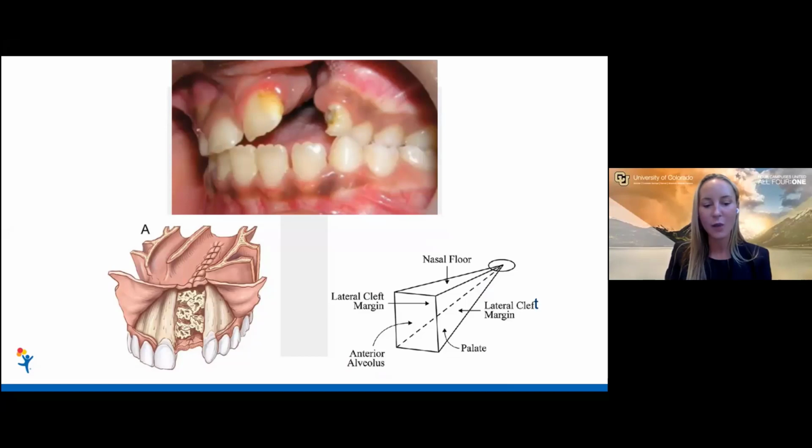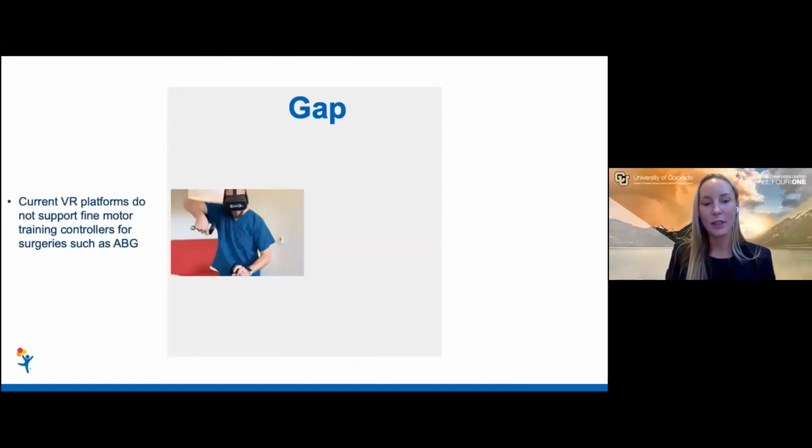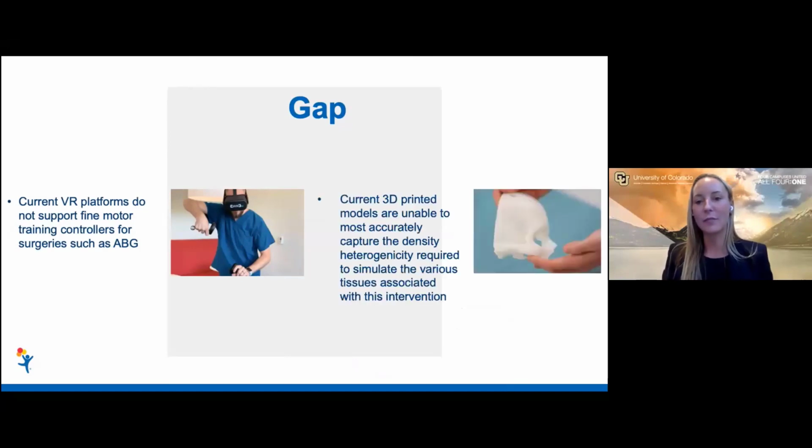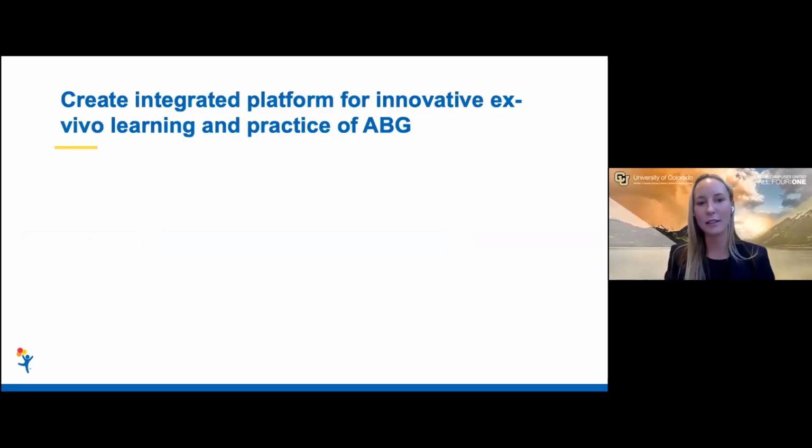It requires fine maneuvering in a small space with a range of soft and hard tissues, including oral and nasal mucosa, bone, teeth, nerves, and hard palate. And it's really challenging to teach without potential harm to the patient. So the gap is that the current VR platforms don't really support fine motor training controllers for surgeries like ABG, like they're ortho, so they have to hammer and break bones. And 3D printed models currently are unable to accurately capture the density heterogeneity required to simulate the various tissues associated with this intervention. I mean by that, most 3D printed things, while very cool and proven to help, don't really capture mucosa and muscle and nerves and the tension across these.